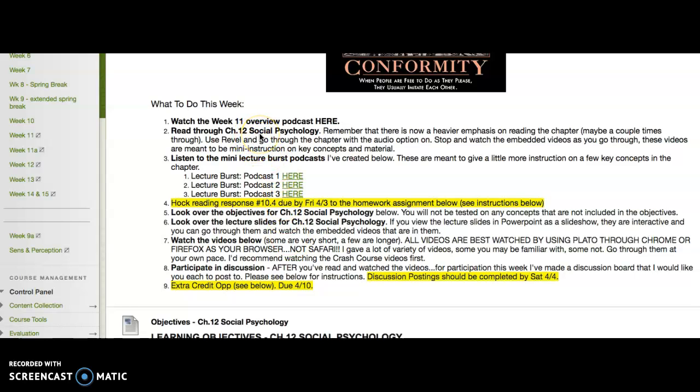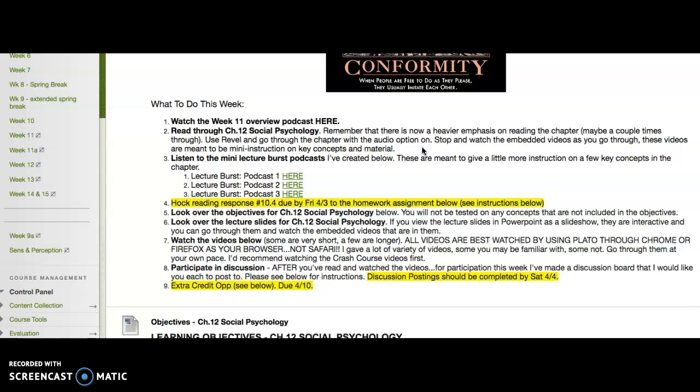So reading through the chapter, I just want to remind you that there's now a heavier emphasis on reading the chapter, maybe even a couple of times through. And really now's the time that using Revel is going to come in handy, especially if you want to go through the chapter with the audio option on and have the chapter read to you, being able to stop it at any time, watching the embedded videos that are in the chapter as you're reading. That's going to be super important because we're not having class time.